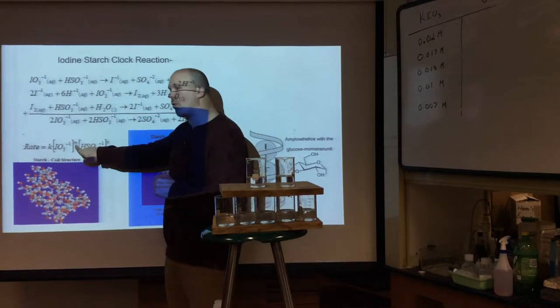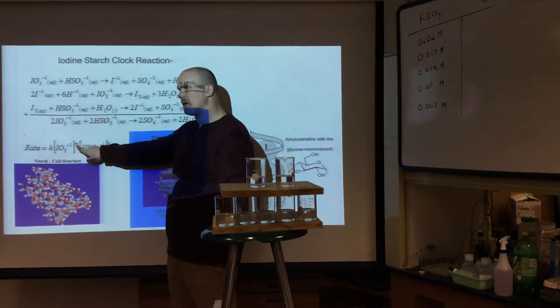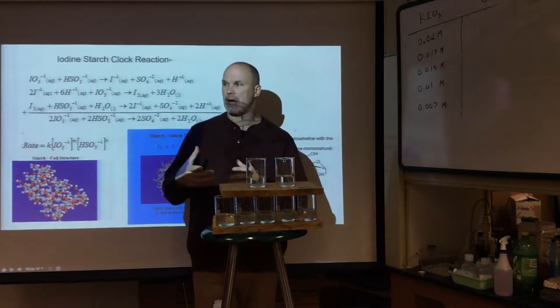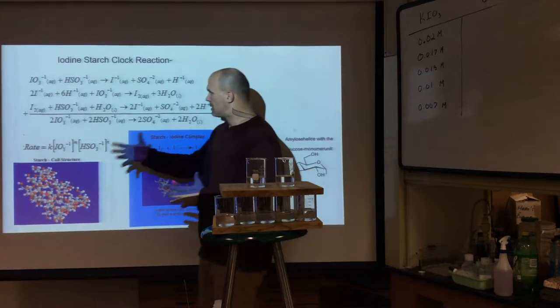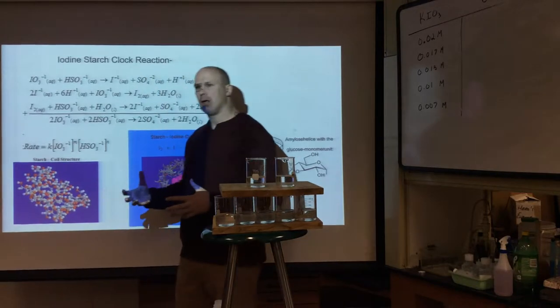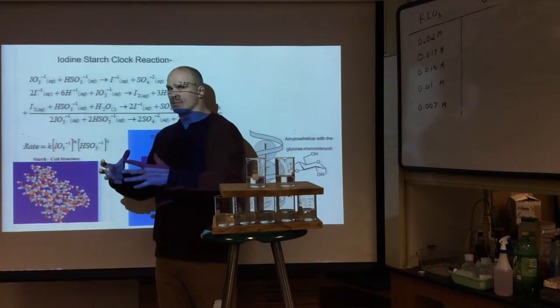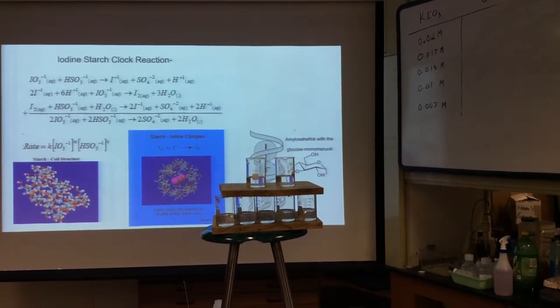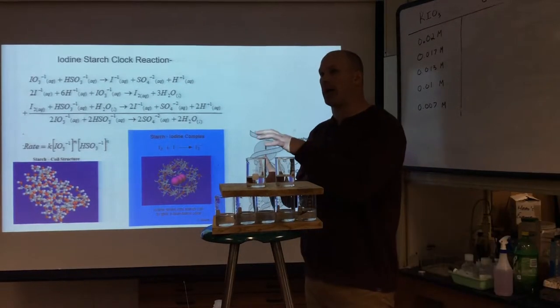But we're going to test for whether or not this is a first-order reaction. Now, a couple of ways I can do that. I could take a concentration of potassium iodate, and I could see how fast that reaction goes. Or I can measure how fast it goes depending upon how much time it takes for it to go blue-black. Okay, and I can measure that time period.